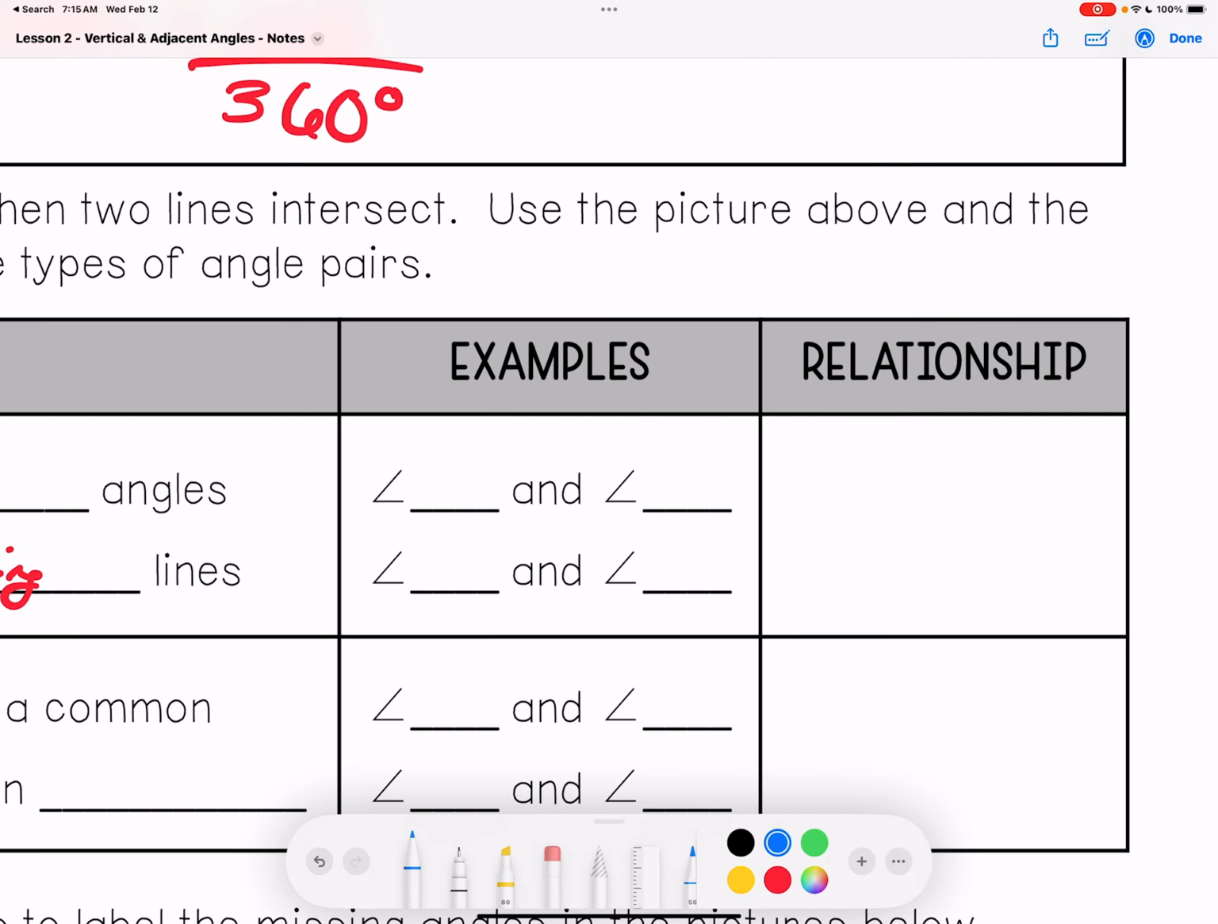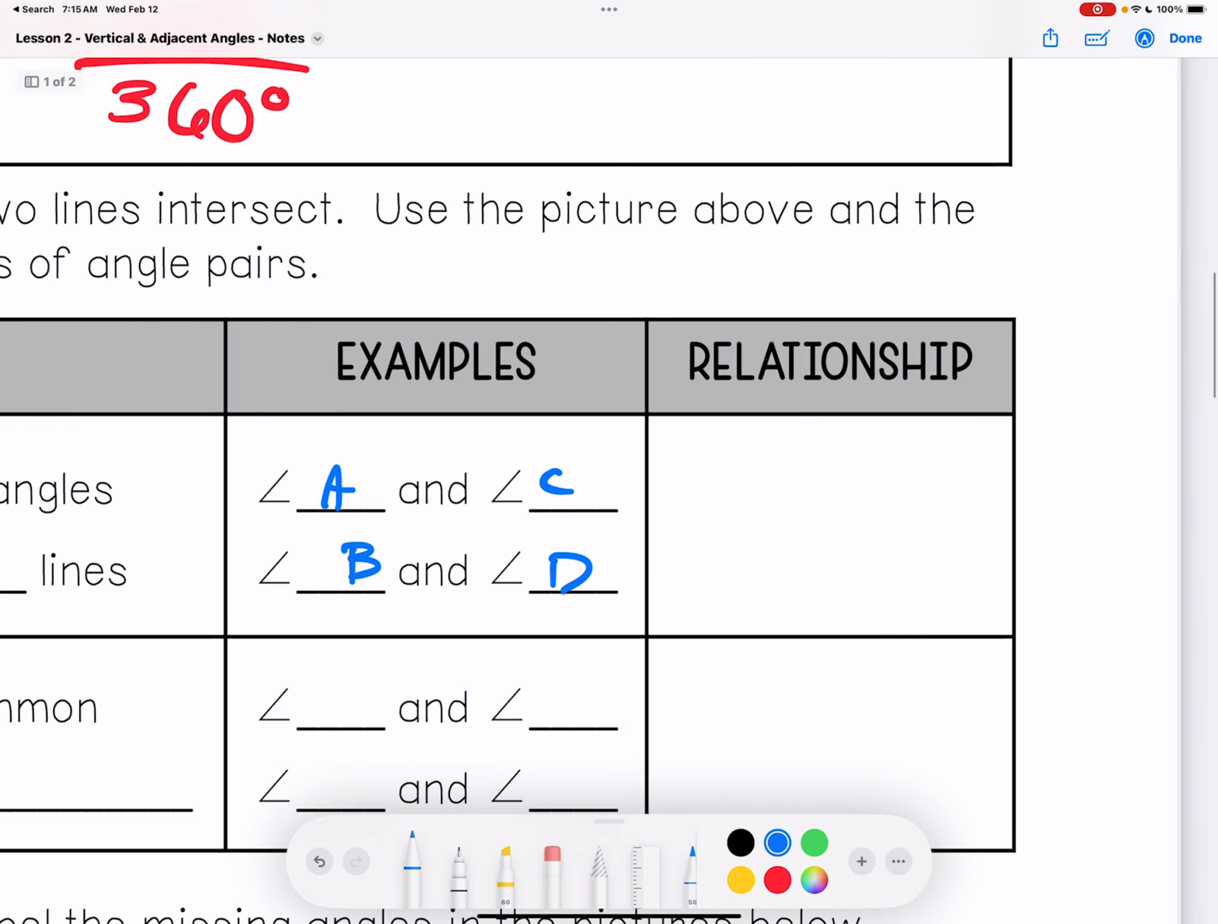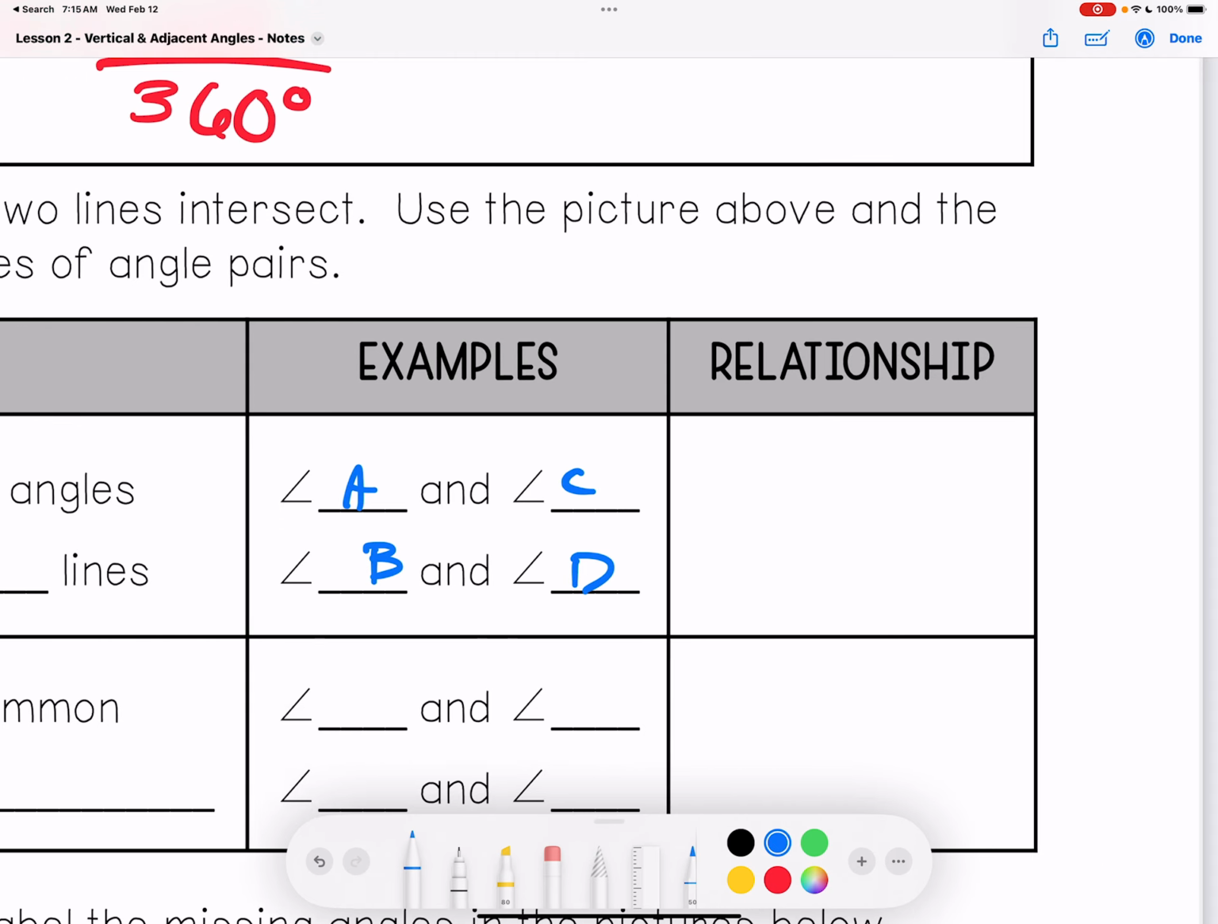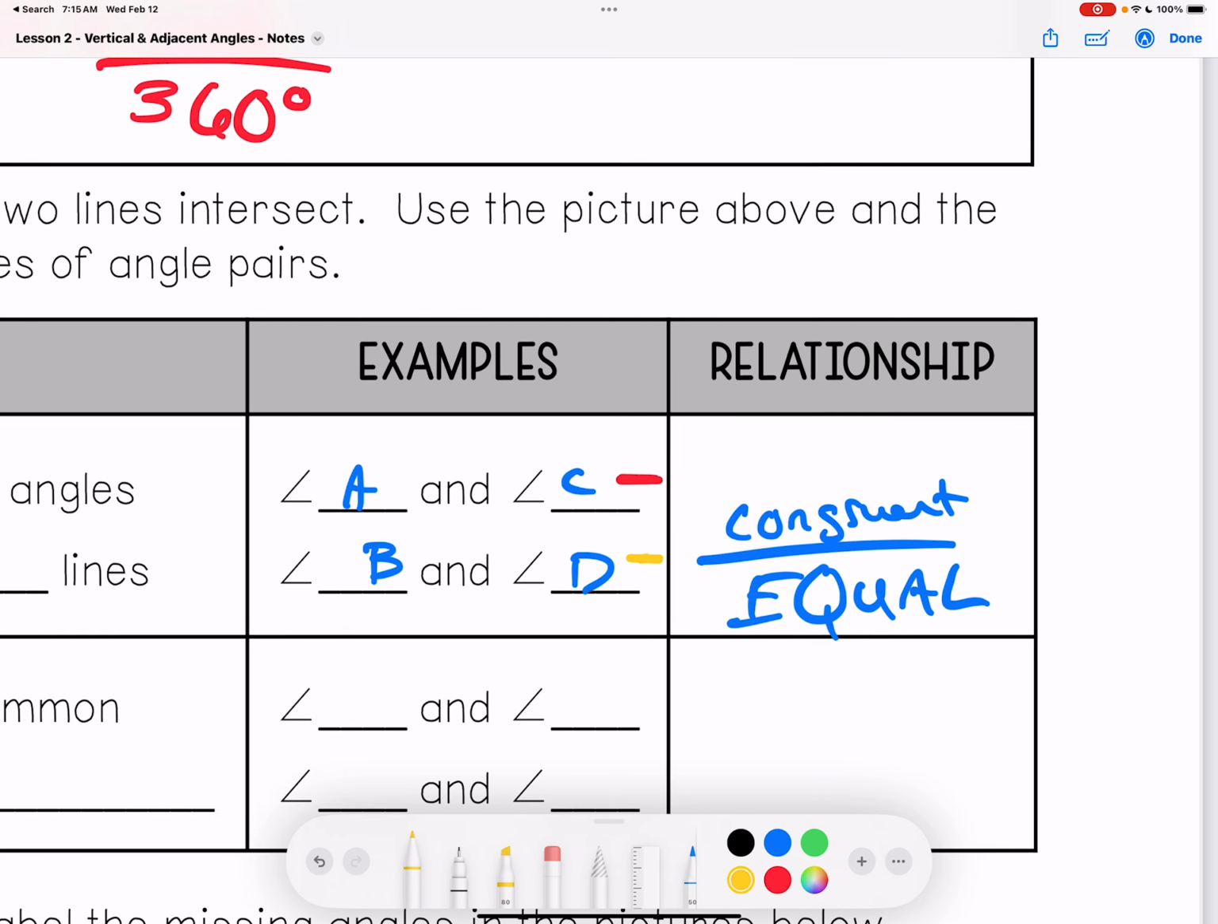So A and C and B and D. Okay? And the relationship is they are congruent, which is, again, equal. Now, these two are not equal to the two in yellow, okay? Just the two in red are equal.